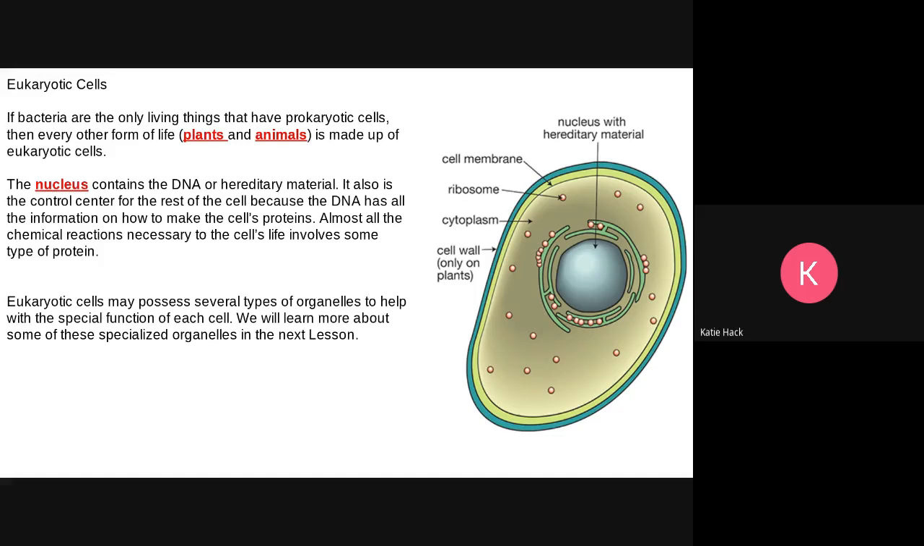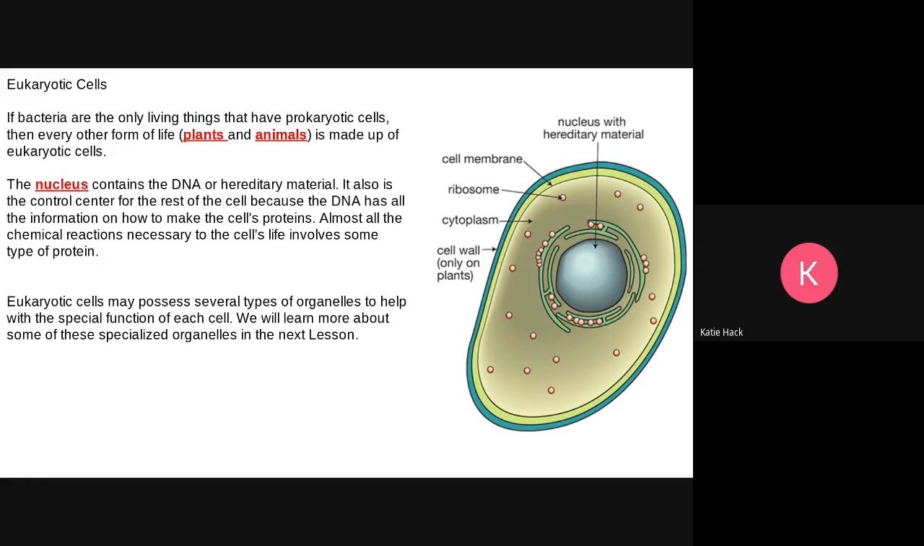It's also the control center for the rest of the cell because that DNA has all the information on how to make the cell's proteins. Almost all the chemical reactions necessary to the cell's life involve some type of protein. Eukaryotic cells may possess several types of organelles to help with the special function of each cell. We're going to learn more about some of these specialized organelles in lesson 2.